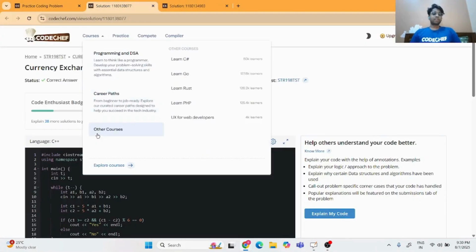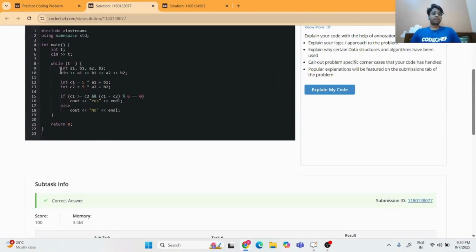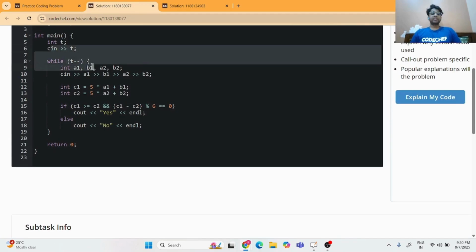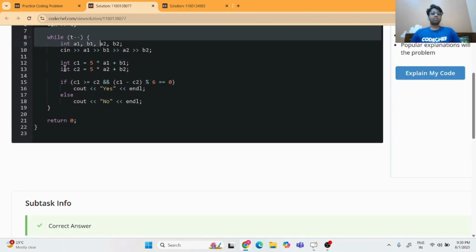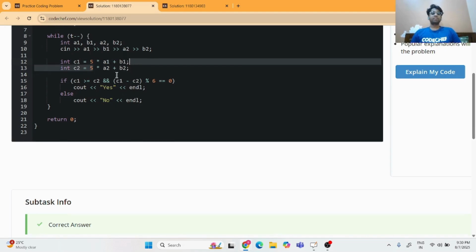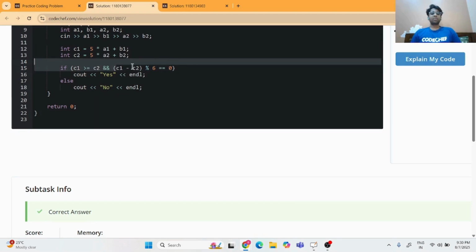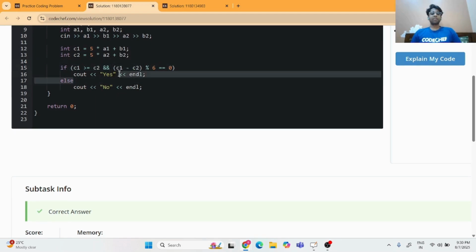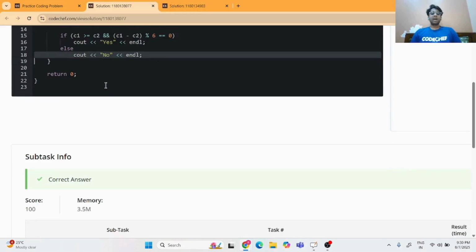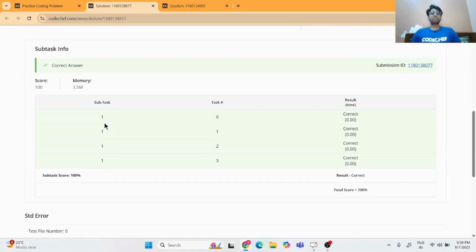So guys, this is the simple C++ code for the question. I took the input for all the test cases as well as A1, B1 and A2, B2. Over here, I initialize C1 equal to 5 * A1 + B1 and C2 equal to 5 * A2 + B2. If C1 is greater than or equal to C2 and (C1 - C2) modulo 6 equals 0, we will print yes. In all the other cases, I will simply print no. And as you can see, I have got my C++ code.